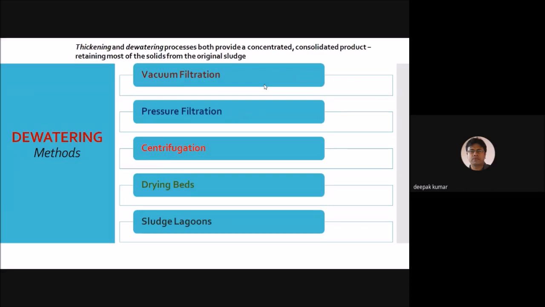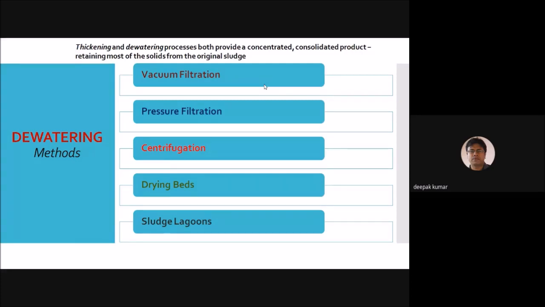Now, there are many methods for dewatering. The thickening and dewatering process both provide a concentrated product retaining most of the solids from the original sludge. Vacuum filtration is one of the methods, then pressure filtration, centrifugation, drying beds, and sludge lagoons. We will discuss all of them one by one. These are the processes by which dewatering, that means removal of water from the sludge, is done.